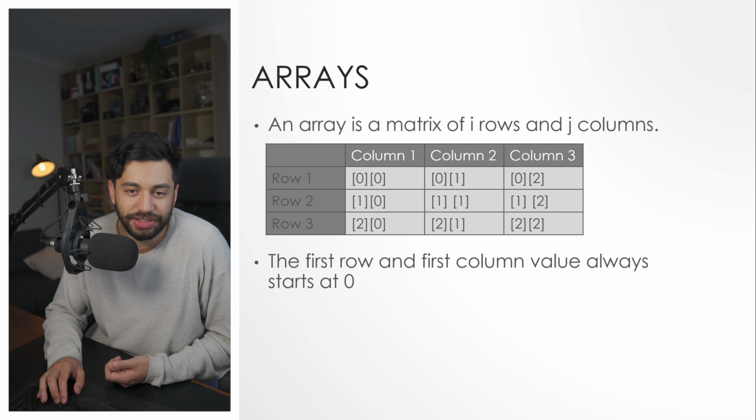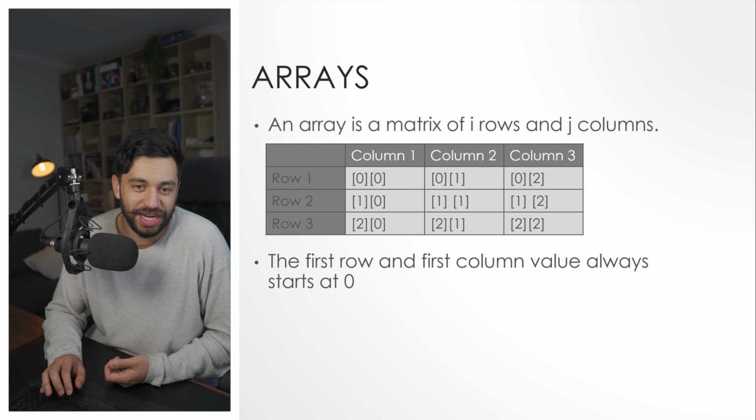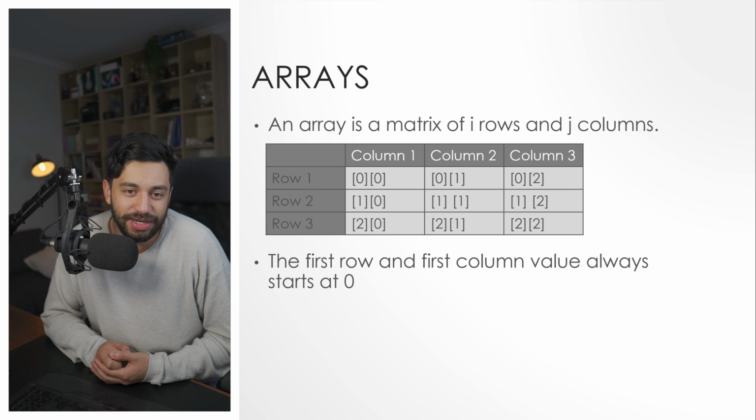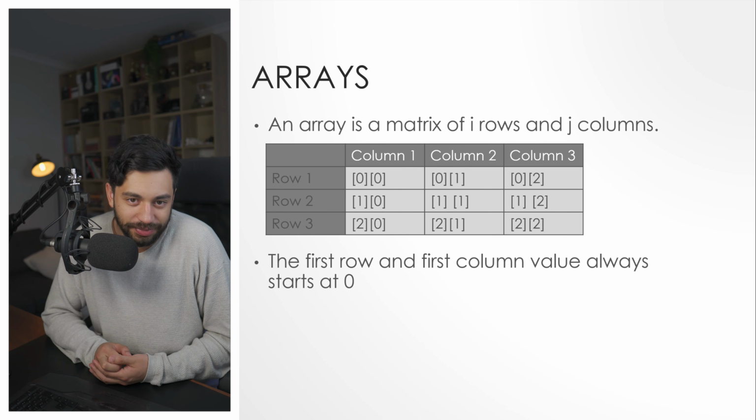And basically what you see on the screen is an array, which is matrix based, made up of i rows and j columns. And here we see on the screen a simple example of a 3x3 matrix or array, where we have 3 rows and 3 columns.